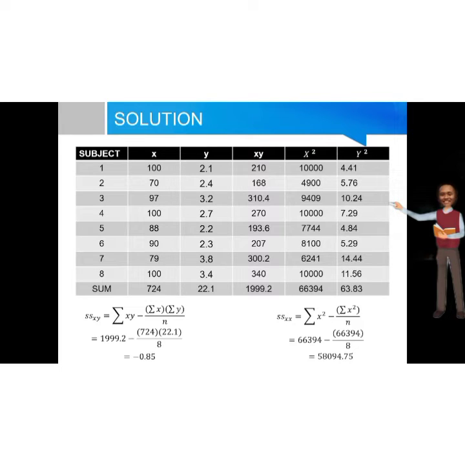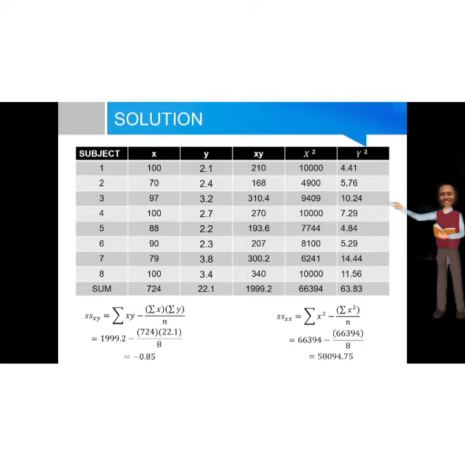So let's proceed. Sum of square xy is equals to summation of xy minus summation of x multiplied by summation of y divided by n, and it is equals to 1999.2 minus 724 multiplied by 22.1 divided by 8, and it is equals to negative 0.85.